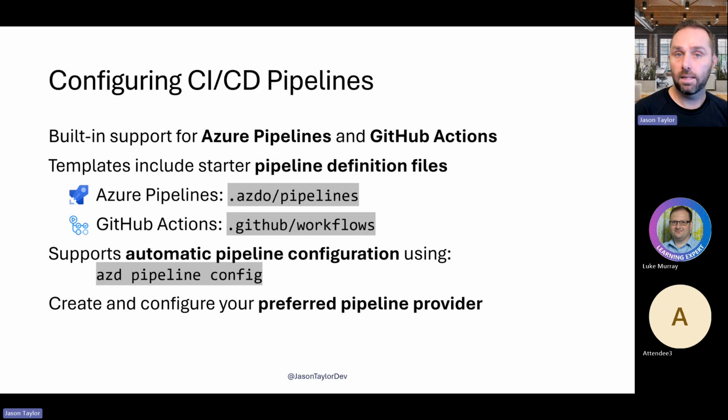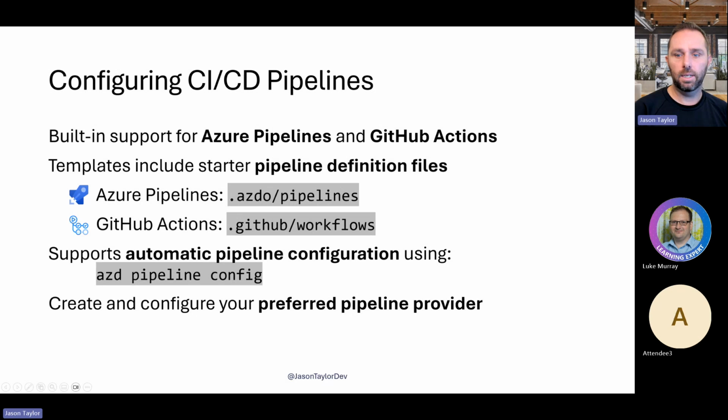It will go ahead and set the required variables and secrets for the pipeline, say in GitHub, and it will create and configure a service principal in Azure so that the pipeline can securely connect to Azure to deploy those resources. And it will also set up the necessary federated credentials so that it can establish that secure connection between your pipeline provider or your repository and Azure.